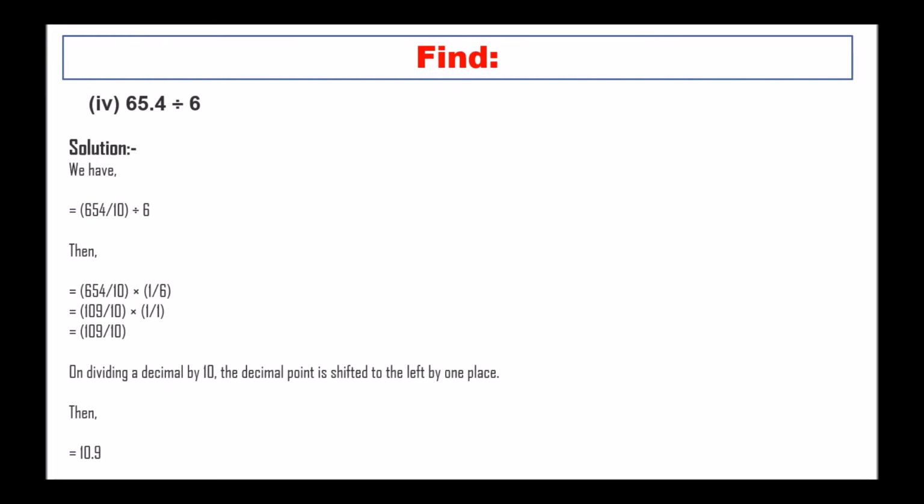We can cut 654 by 6. So it will become 109. So it is 109 upon 10. Now we will put the decimal again. So the answer will be 10.9.